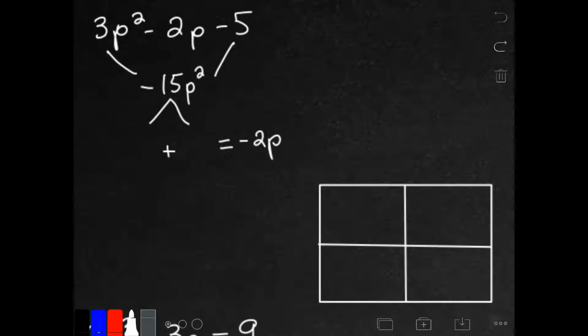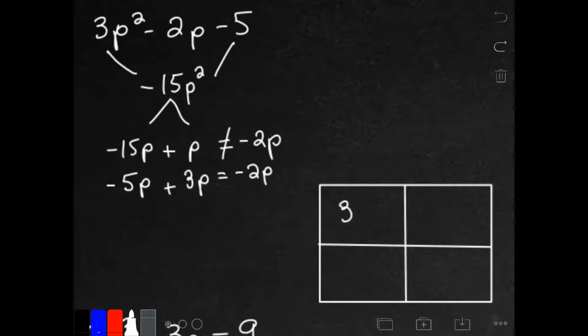So let's start small. How about p and negative 15p? Does that equal negative 2p? No. How about, well, I can't divide 15 by 2, but I can divide by 3. So how about 3p and negative 5p? Does that give me negative 2p? Yes, it does. So what I'm going to do next is I'm going to take my a value, 3p squared, and my c value, negative 5.